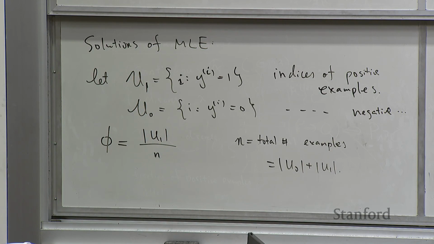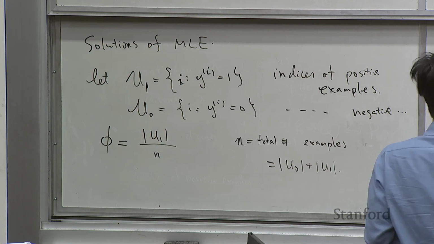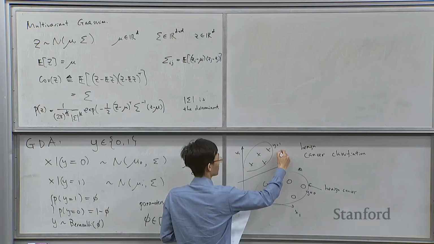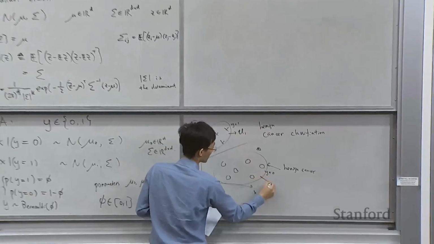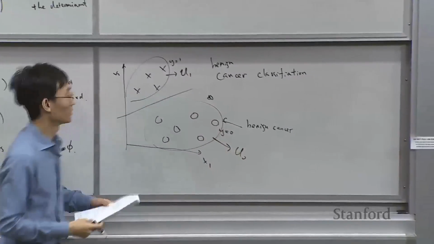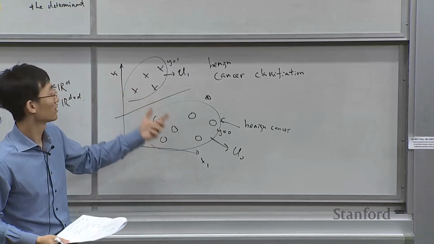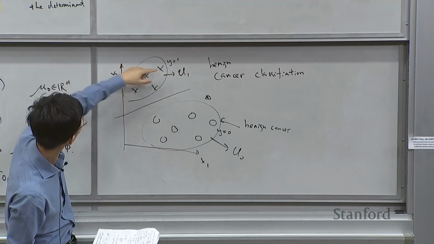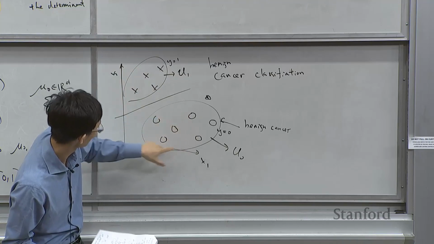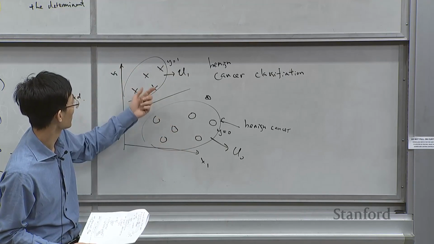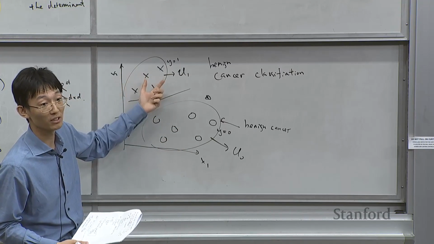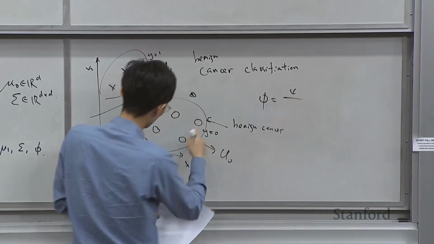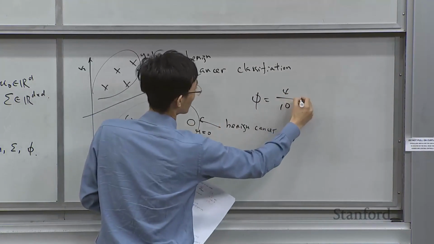For example, suppose you have this here. This will be the set U1, and this will be the set U0. How do you decide what phi is? The maximum likelihood phi is just: you count how many examples in total, 1, 2, 3, 4, 5, 6, and maybe 10 examples. And you say 4 of them are positive, so in this case phi will be 4 over the total number of examples, which is 10, so 0.4.